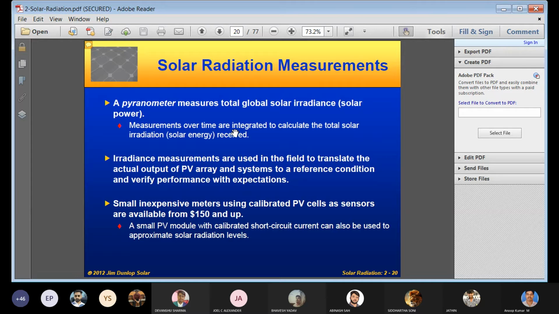Measurements over time are integrated to calculate energy. So we can get instantaneous values. If we want the energy, we have to multiply with the time. Irradiance measurements are used in the field to translate actual output. So this measuring is very important in industry for estimating the project report of solar power. If some companies are in the solar PV business, they want this data.